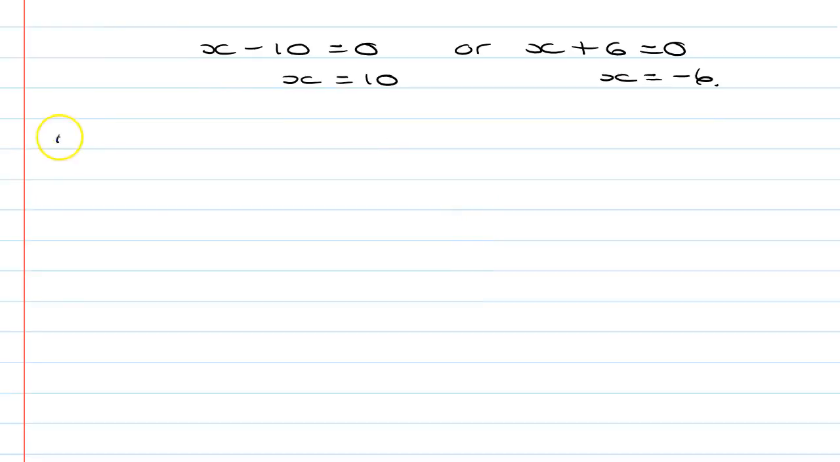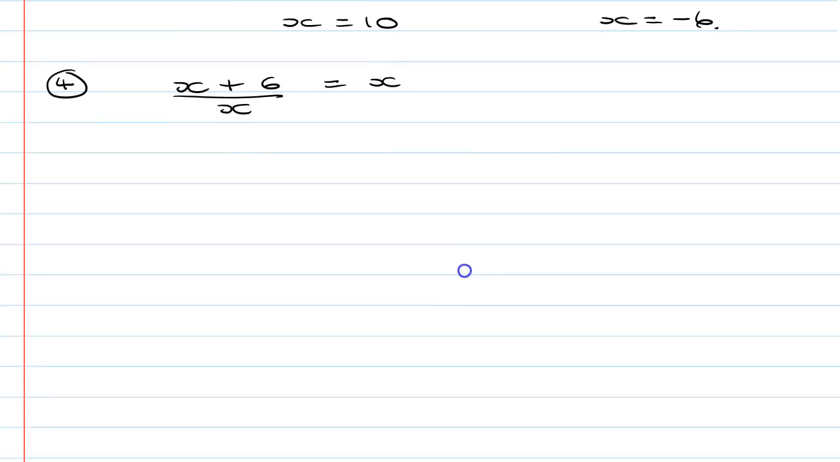Just one more example. Again, another one that's not obviously going to be a quadratic. This one is x plus 6 over x equals x. Let's get rid of that denominator by multiplying both sides by x, leaving us with x plus 6 on the left hand side equals x squared on the right hand side. To solve this, we need to move everything over to one side. So I'm going to move these two terms over to the right hand side so that the equation equals 0: x squared minus x minus 6.